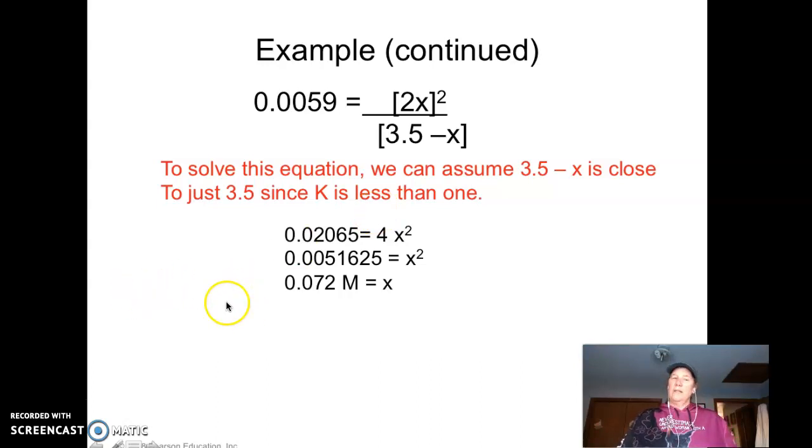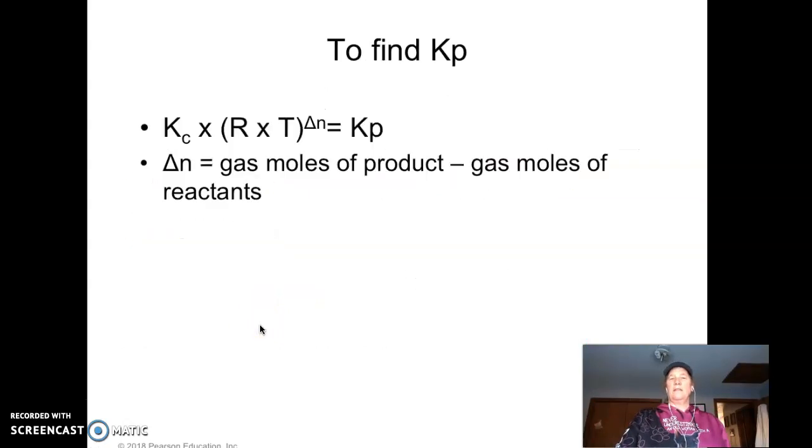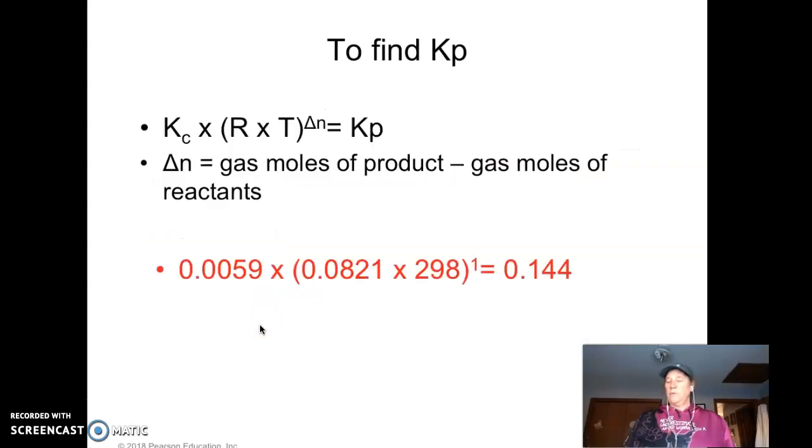Okay, so that's all we've got for this part. We'll finish up with some K sub P's, and then we'll finish this chapter with Le Chatelier's principle, which is next. I'll talk about that later. So much for this chapter.